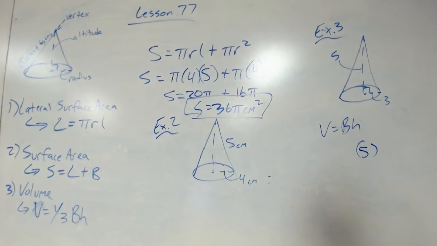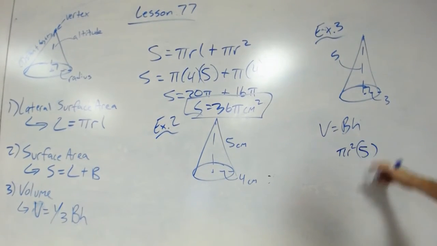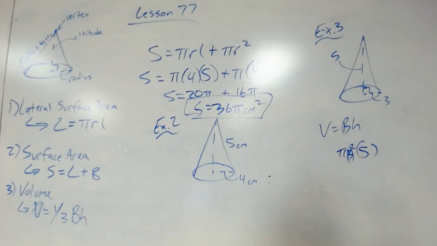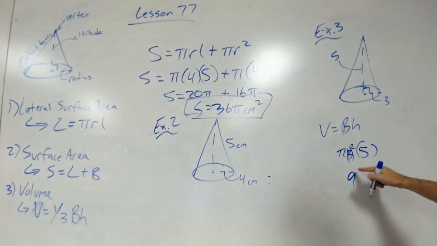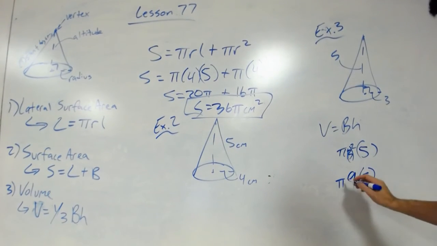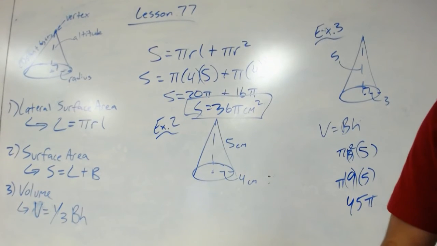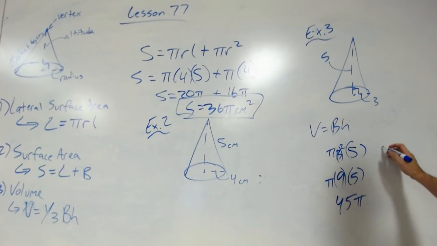And then pi r squared for B. So we plug in 3 for r. Hopefully you can see all that. 3 squared is 9. 9 times 5 times pi, so we're left with 45 pi. And it wants our answer to the nearest tenth. So we plug in 45 times 3.14. You get 141.30 roughly.